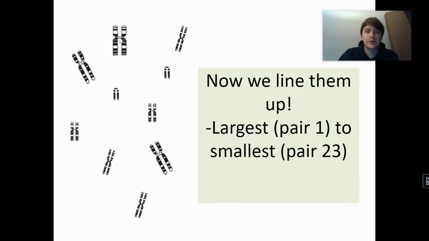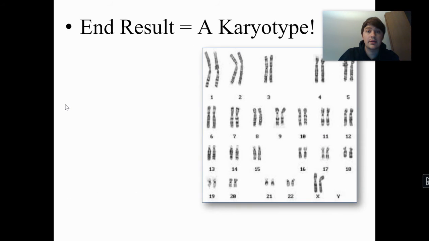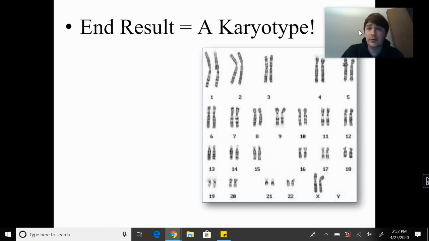So we're going to pair the largest chromosomes with the smallest ones. For example, this right here looks like a nice pair. These two are a pair, but we're going to go from largest to smallest by same shape. End result, we're going to get a karyotype. And a karyotype looks something like this.